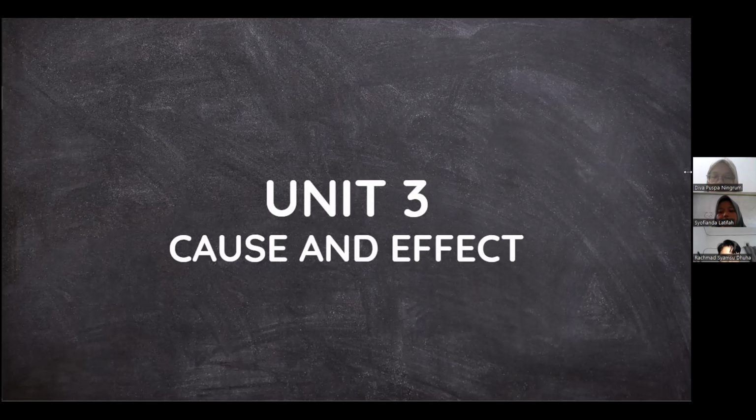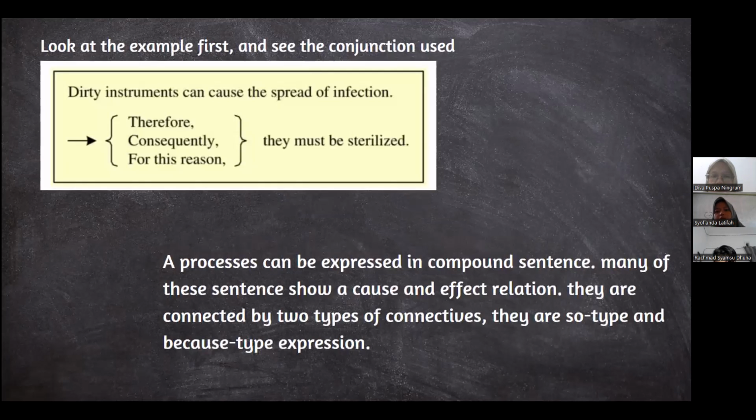So everyone, I'm going to explain unit 3. It's about the cause and effect topic. So next. In this part, we're going to learn about the conjunctions used in the form of cause and effect, which means there are two variables: first is the cause and the second is the effect. Let's see the example and also the conjunctions that can be used in the box.